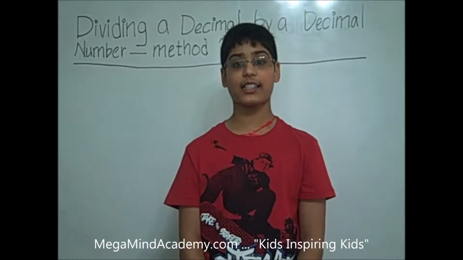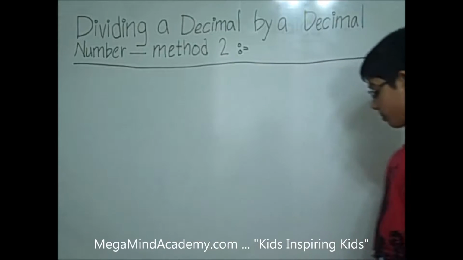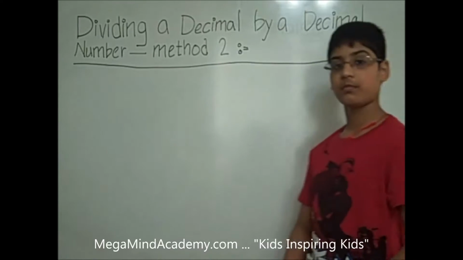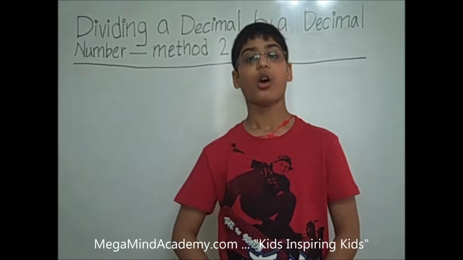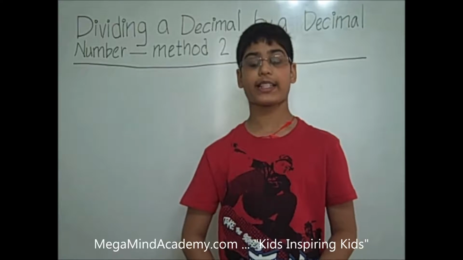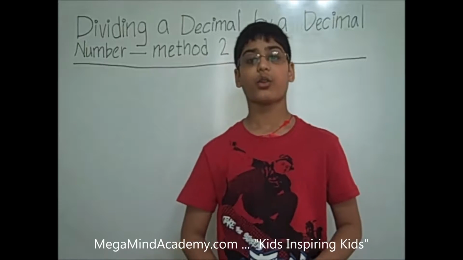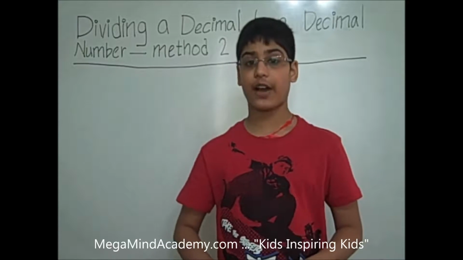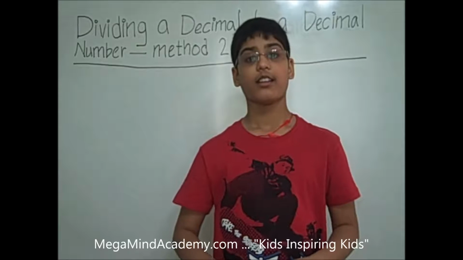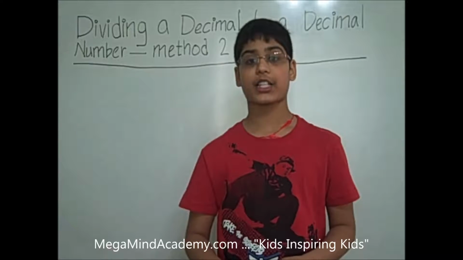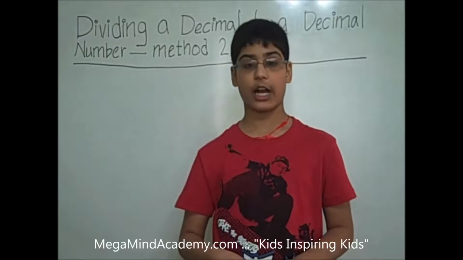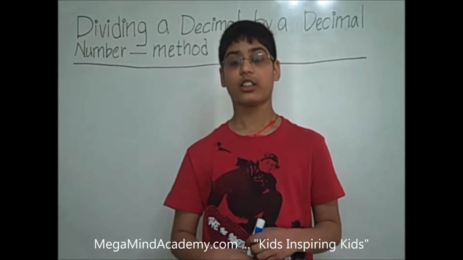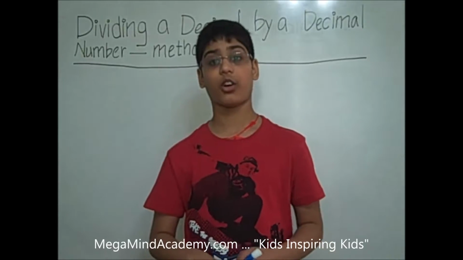About dividing a decimal by a decimal number. Method 2. Earlier, in a different video, we learned to divide a decimal by a decimal number. First, we converted the dividend into a fraction and then converted the divisor into a fraction. Then we multiplied the dividend fraction with the reciprocal of the divisor fraction. After that, we simplified the fraction, or the answer.